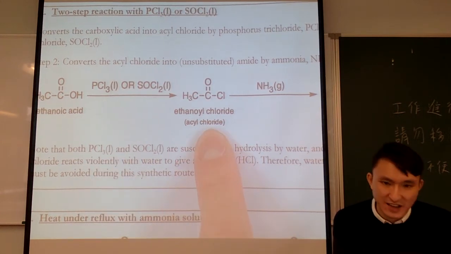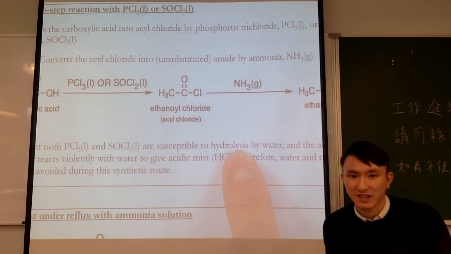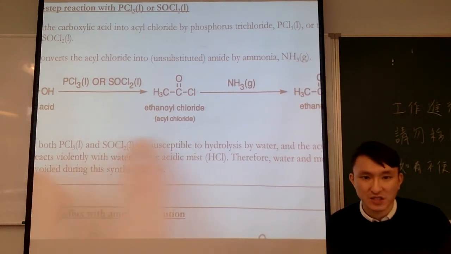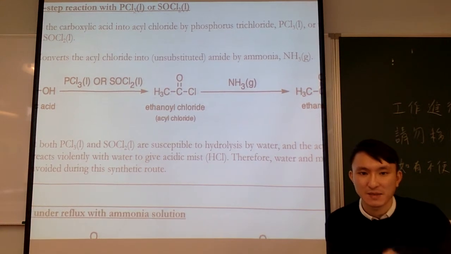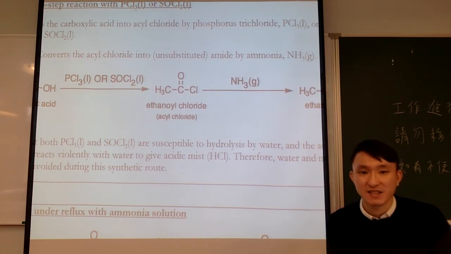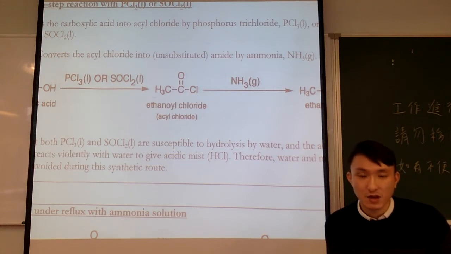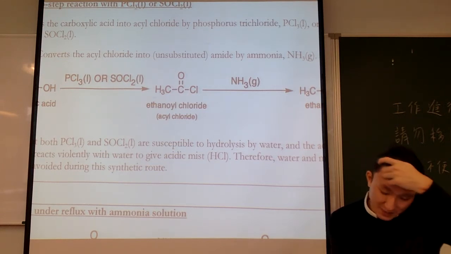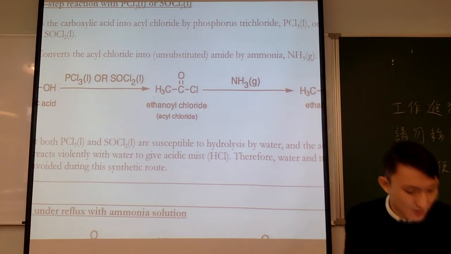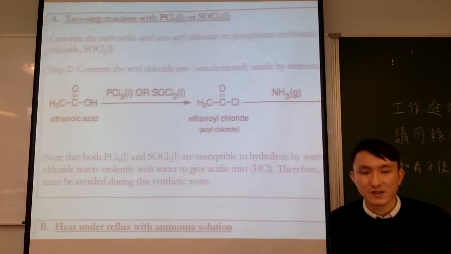All these, including the acyl chloride, are susceptible to hydrolysis by water, meaning that they will react readily with water. Especially the acyl chloride, it can react with water to give acidic mist, HCl gas, which is highly irritating. Therefore, this reaction involves hazardous chemicals, which will incur safety issues. So these are the disadvantages. And of course, it requires two steps, and more reactors will be needed. So this is the first method.